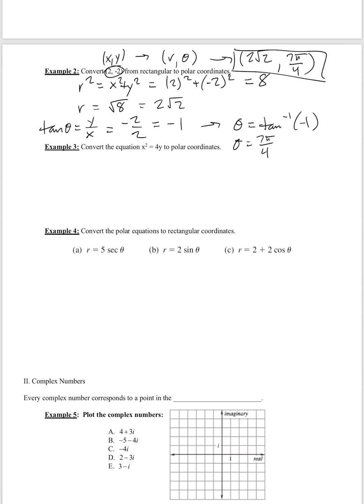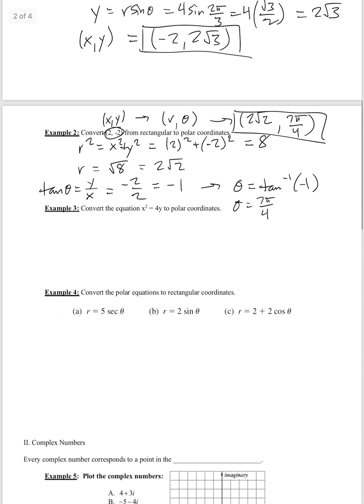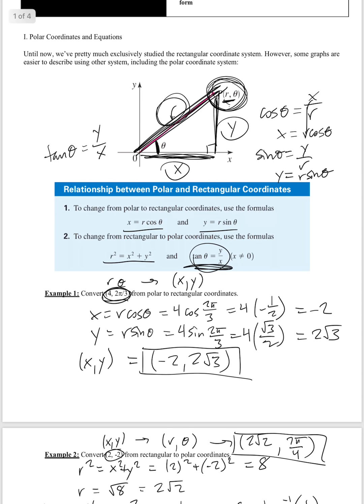Okay. So let's look at converting a whole equation to polar coordinates. And these are kind of fun because we're really just substituting. So convert the equation x squared equals 4y to polar coordinates. So x squared equals 4y, so that's a quadratic equation. We want to convert this to polar coordinates, and so we're going to use those same formulas up here. X equals r cosine theta. So instead of x here, I'm going to write r cosine of theta squared equals 4 times y is r sine theta.